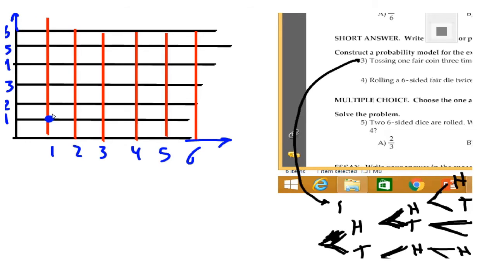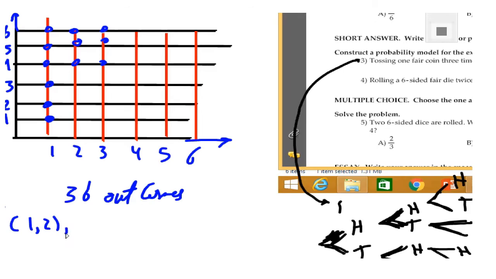I have 36 outcomes, which are 1 and 1, 1 and 2, 1 and 3, 1 and 4, 1 and 5, and so on. So I have 36 outcomes. Of course, I'm not going to write all of them. I'll just write the first ones, 1 and 2, 1 and 3, for example, and so on, till the last one, which is 6 and 6.